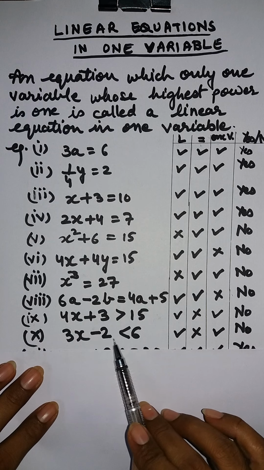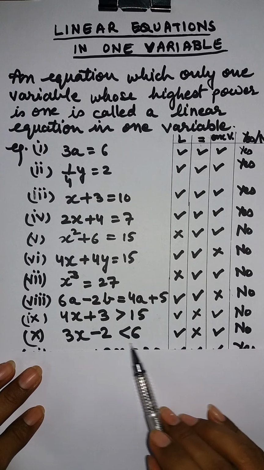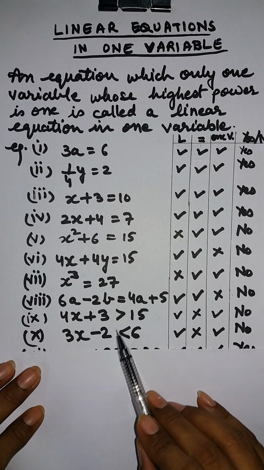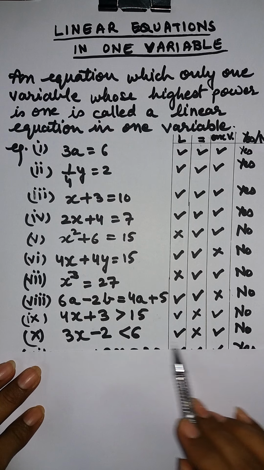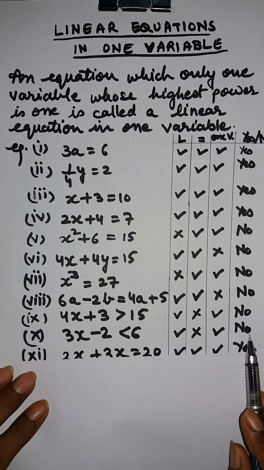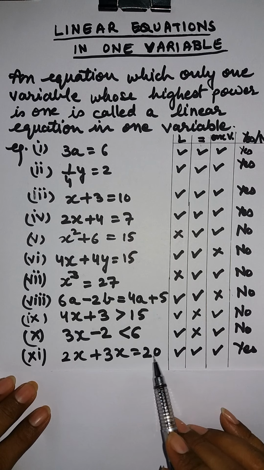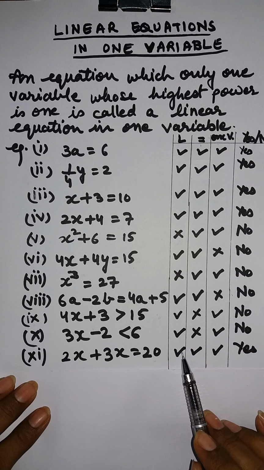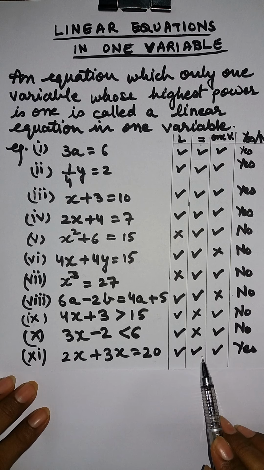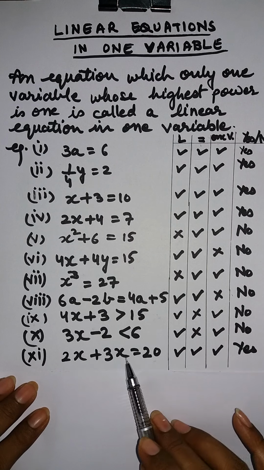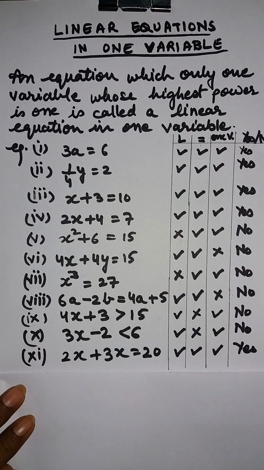Similarly, 3x minus 2 less than 6. Here also the equal to sign is not present, so it is not an equation. 2x plus 3x is equal to 20. It has all three things, linearity, equality and one variable, so it is a linear equation in one variable.